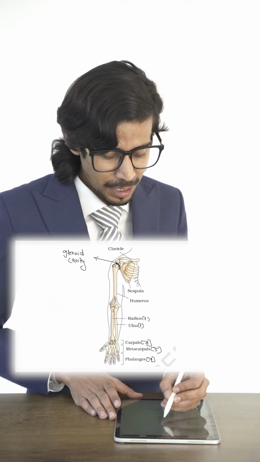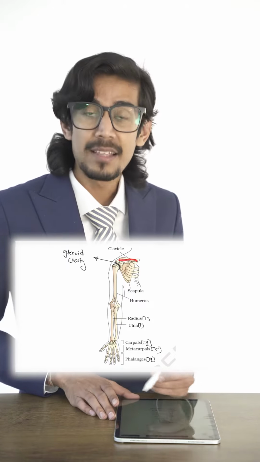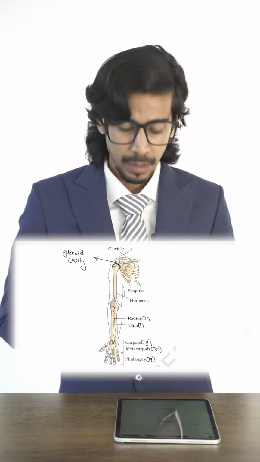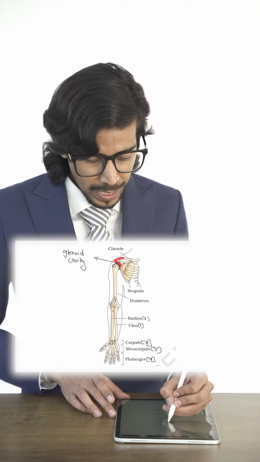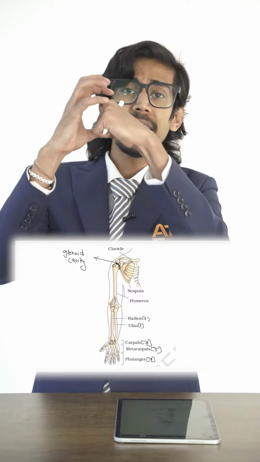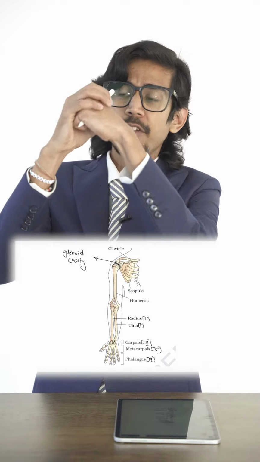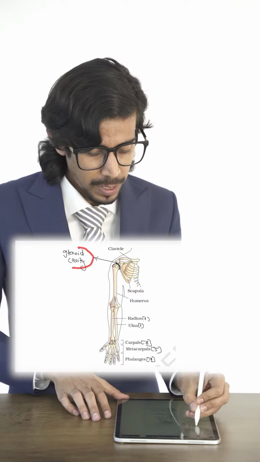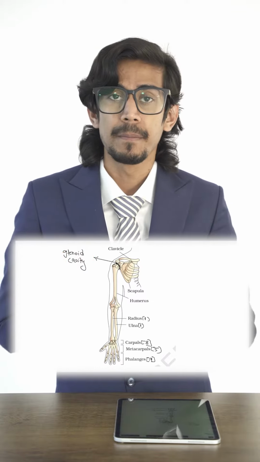As you can see in this figure, clavicle is called the collar bone and the triangular bone on the back side is called scapula. These two bones join together here to form a cavity-like structure into which the ball-like structure of the humerus fits, and it forms a ball and socket joint.